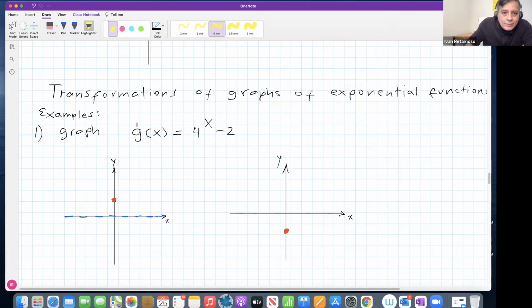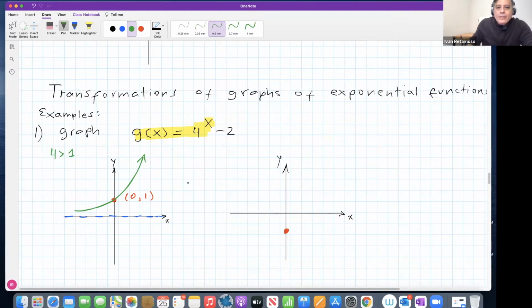Well, you start by remembering or identifying what looks familiar to you. This looks familiar to us: g of x equals 4 to the x. This is something that we just did. The shape for the graph of this function is increasing, meeting the y-axis at 0,1. How do you know that, Professor? Well, because notice that 4, the base, is bigger than 1. So this is the shape, with an asymptote here at y = 0.